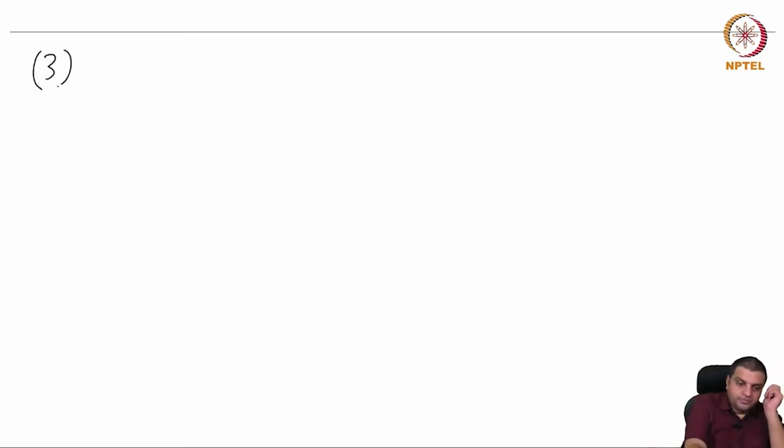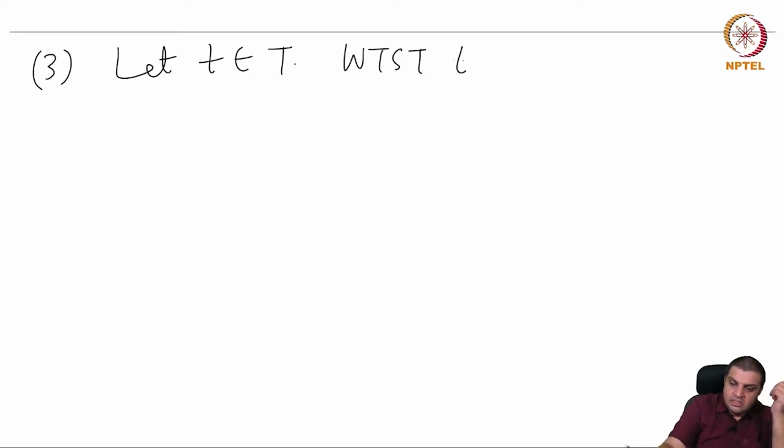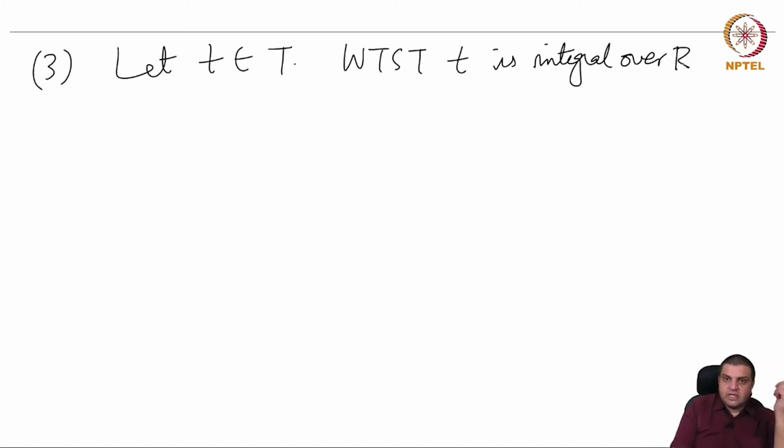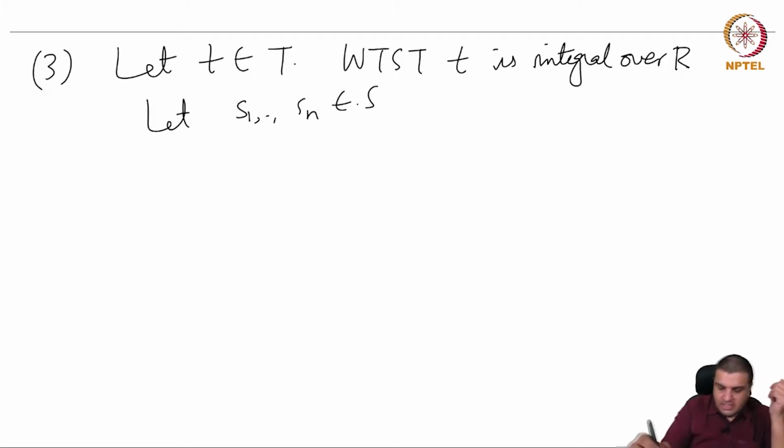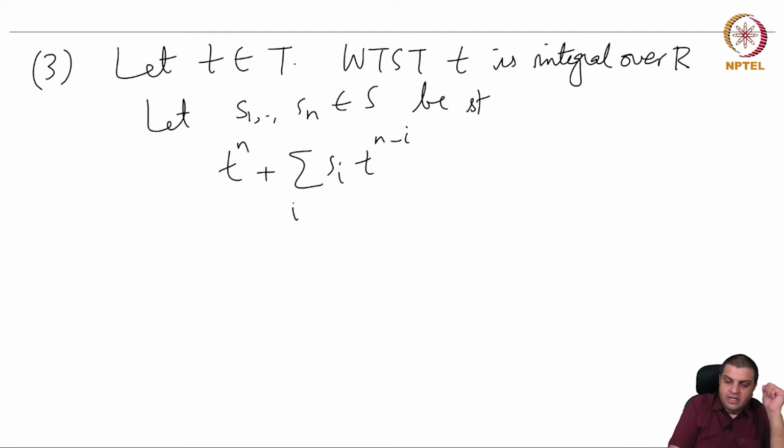So now 3. We need to prove that every element of T is integral over R. So let t be inside T, and we want to show that t is integral over R. We know that t is integral over S. So let s1 through sn be inside S such that t to the n plus the sum of si t to the n minus i, i goes from 1 through n, is 0. This is because t is integral over S.